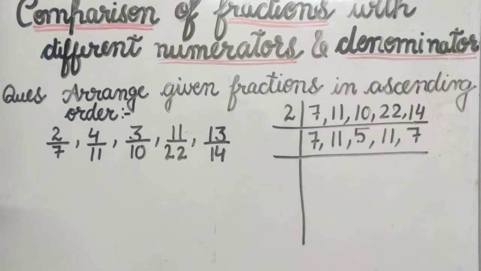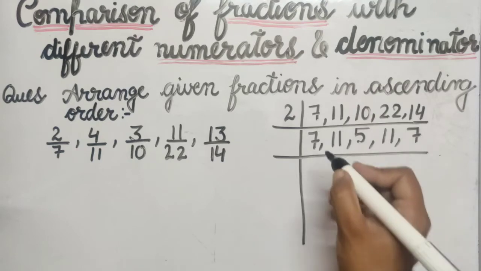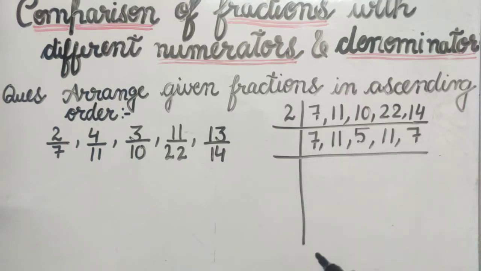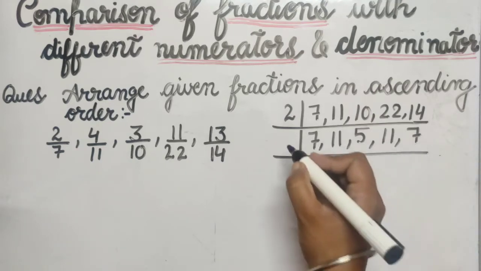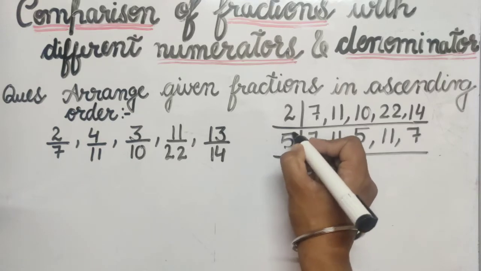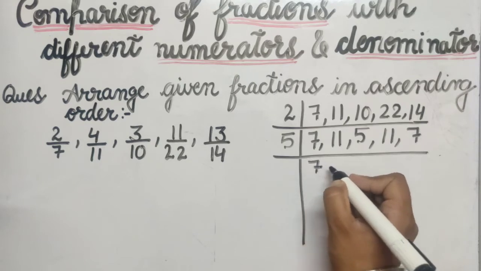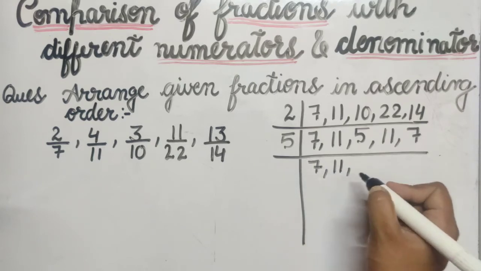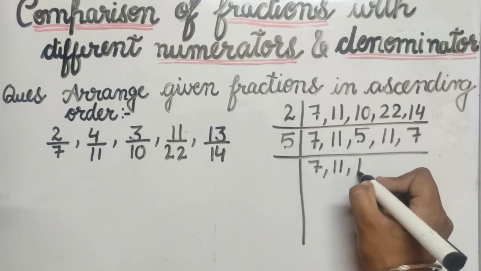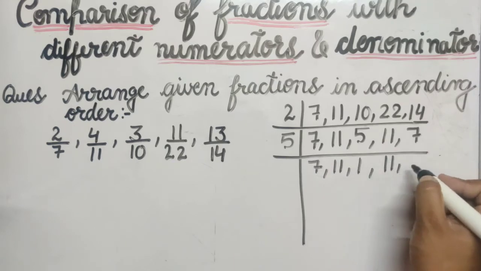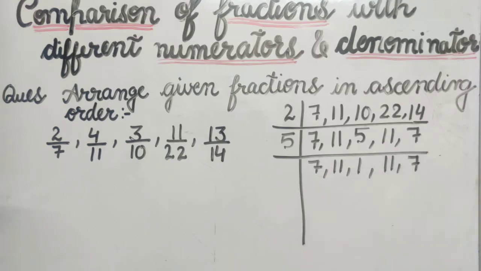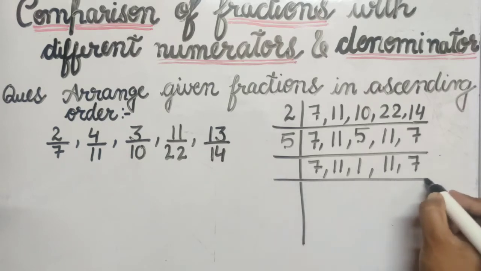Now students, we have to take a number which divides at least one number out of these. So let's take 5. 7 cannot be divided by 5, so it will be 7 only. And yes, 5 ones are 5. The numbers which cannot be divided by 5, we will write as they are.